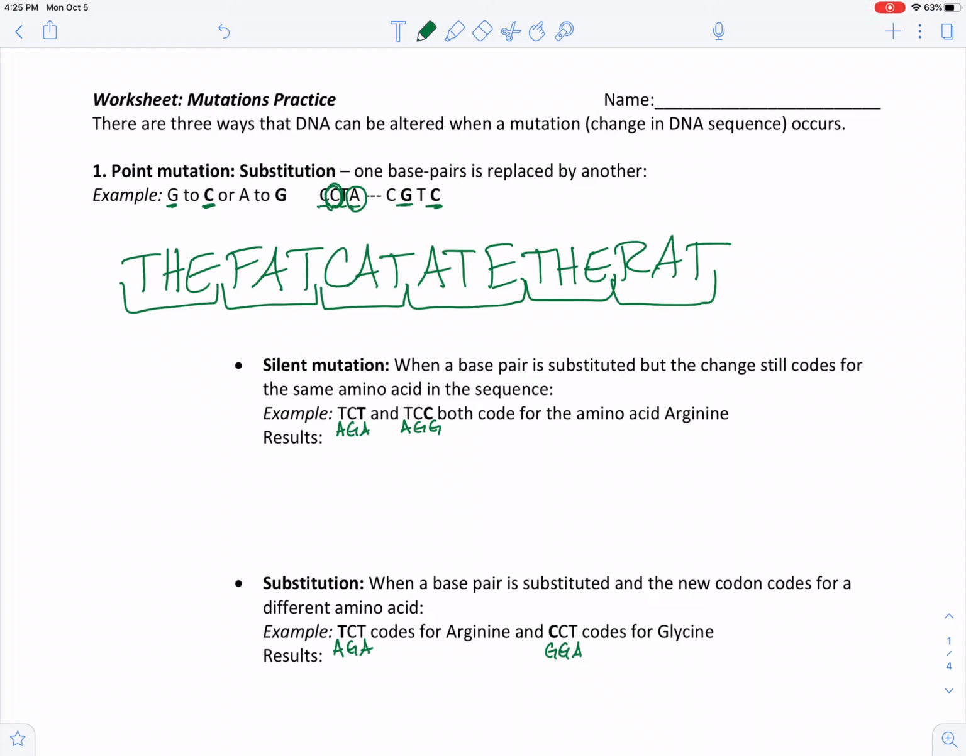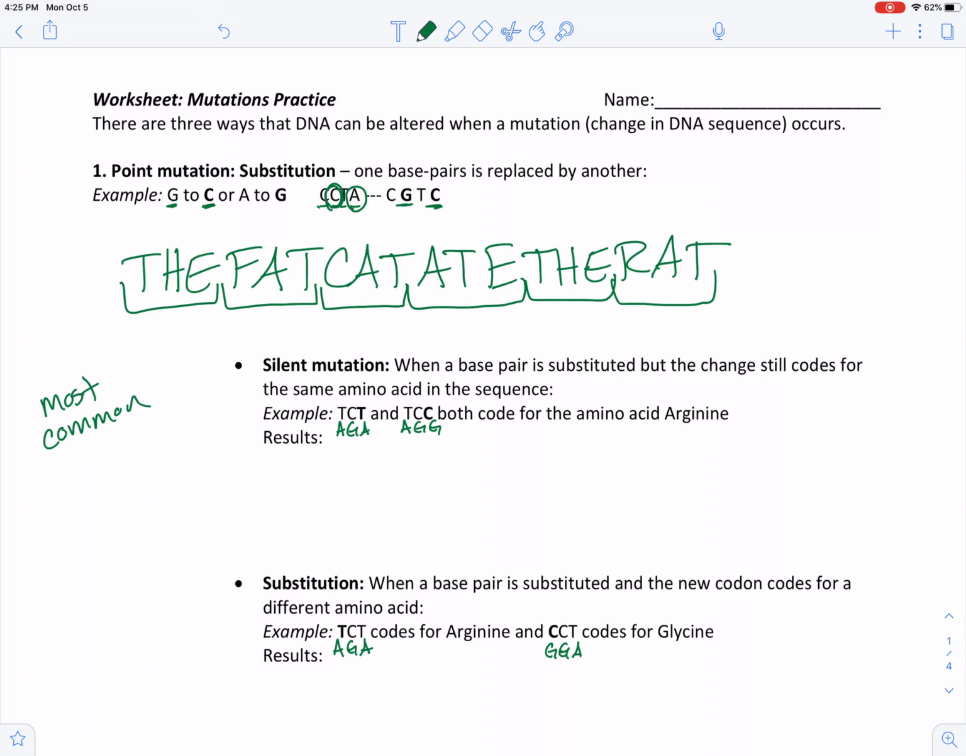So in the case of a silent mutation, which is what most point mutations are, so this is the most common type of point mutation, these mutations are when a base pair is substituted, but the change will still code for the same amino acid. So what you'll notice is a lot of our amino acids have 4 or 6 or 2 different codons that code for the same thing. And so it gives us a little bit of wiggle room when it comes to mistakes that are made.